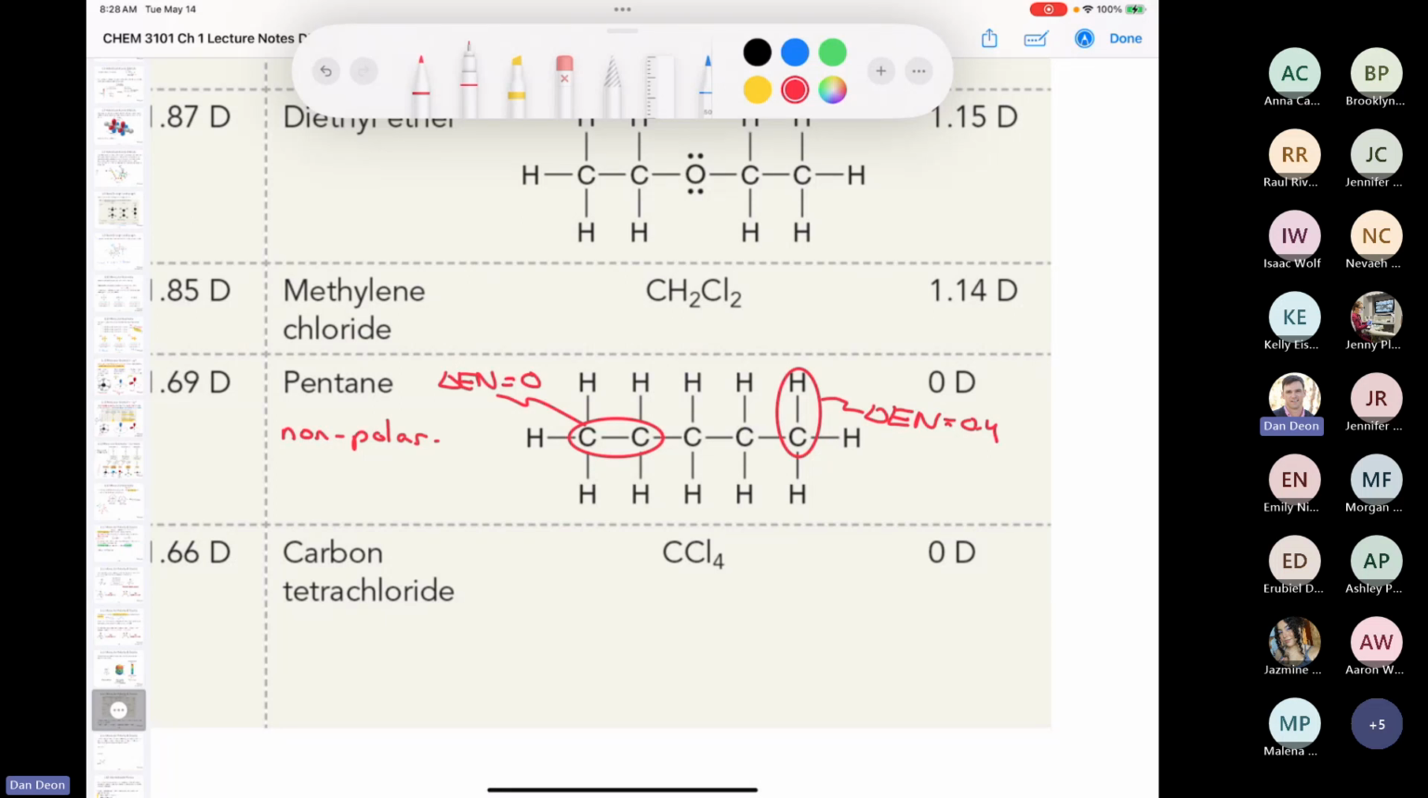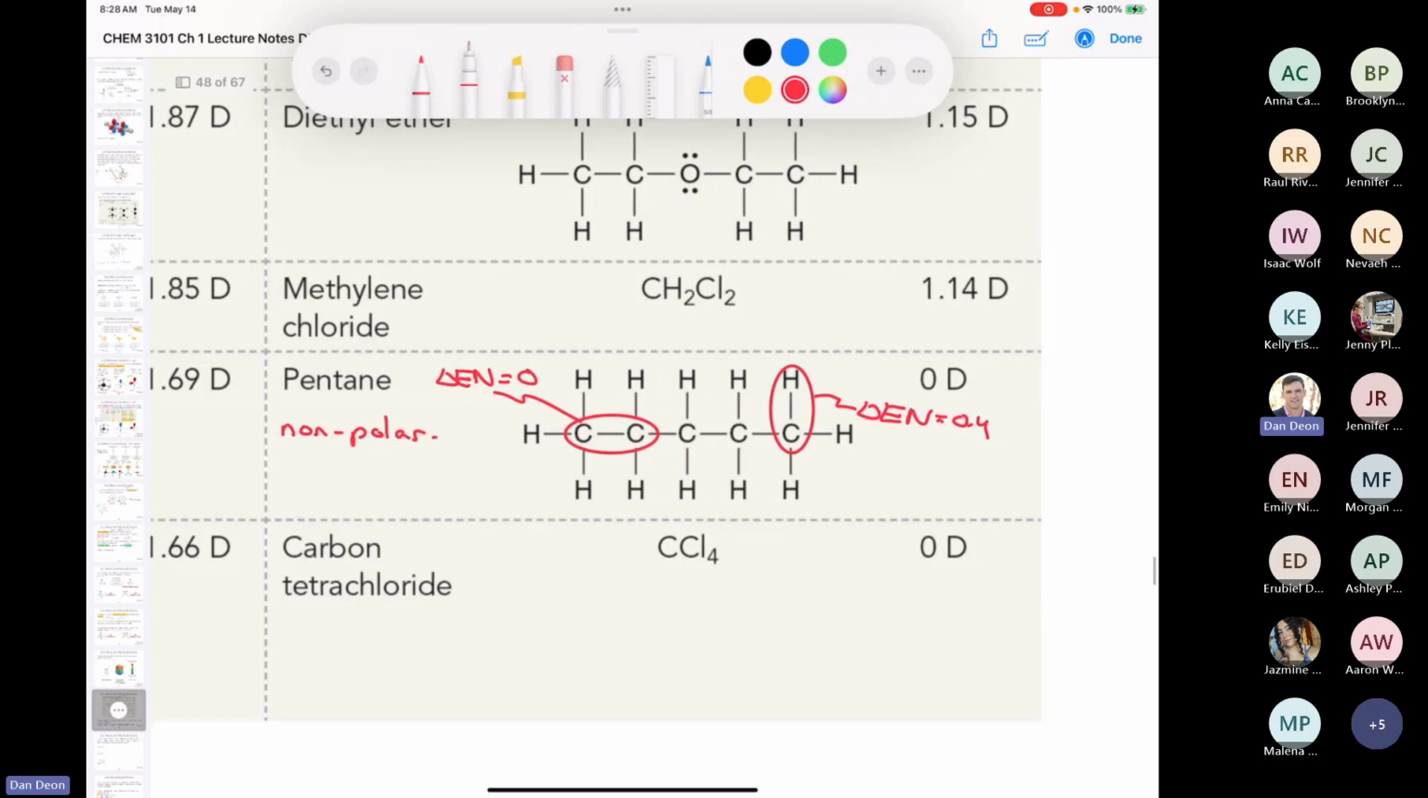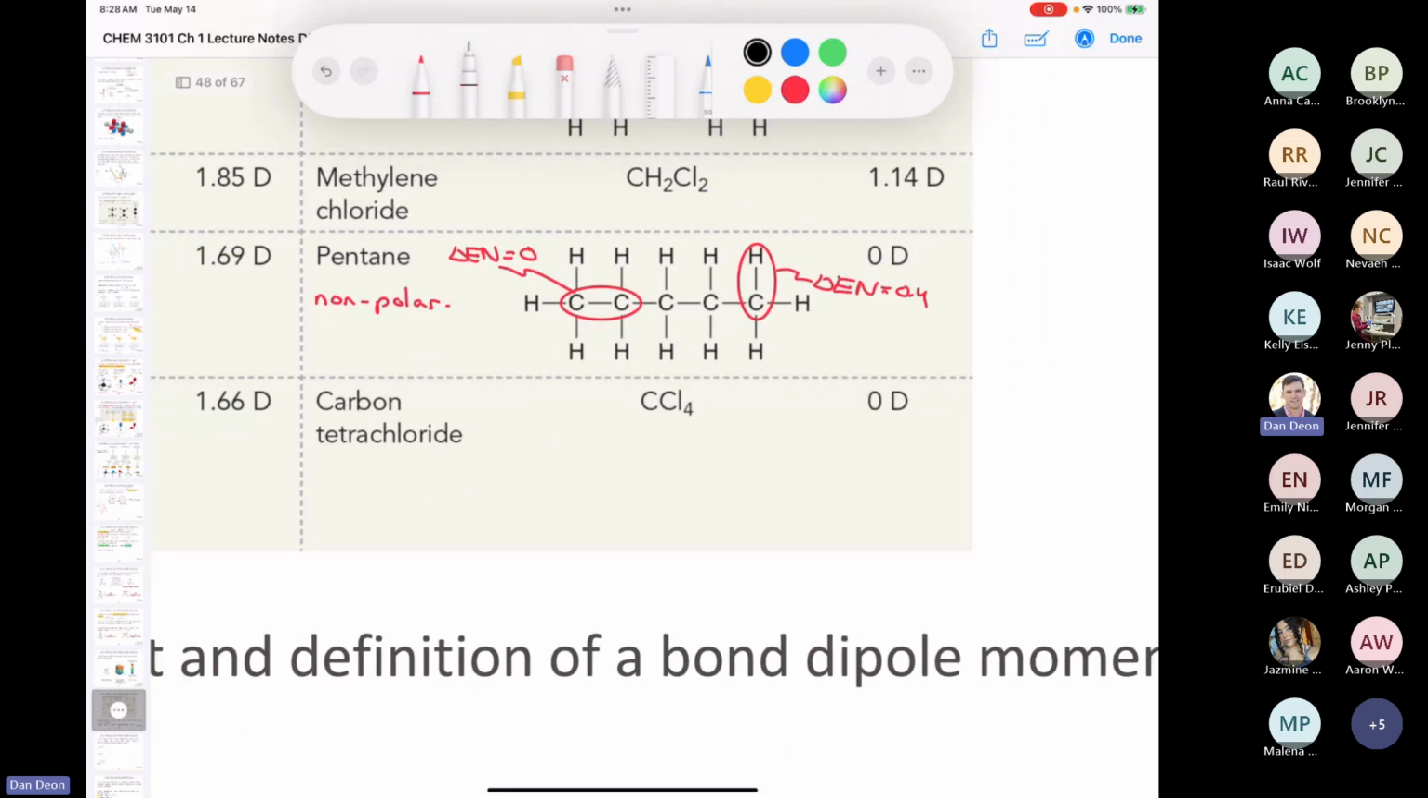So what does that mean? It means anytime you see a molecule made out of only carbon and hydrogen, it's nonpolar. You don't have to do any assessment whatsoever. So let's try one more example that people seem to be a little bit confused on.